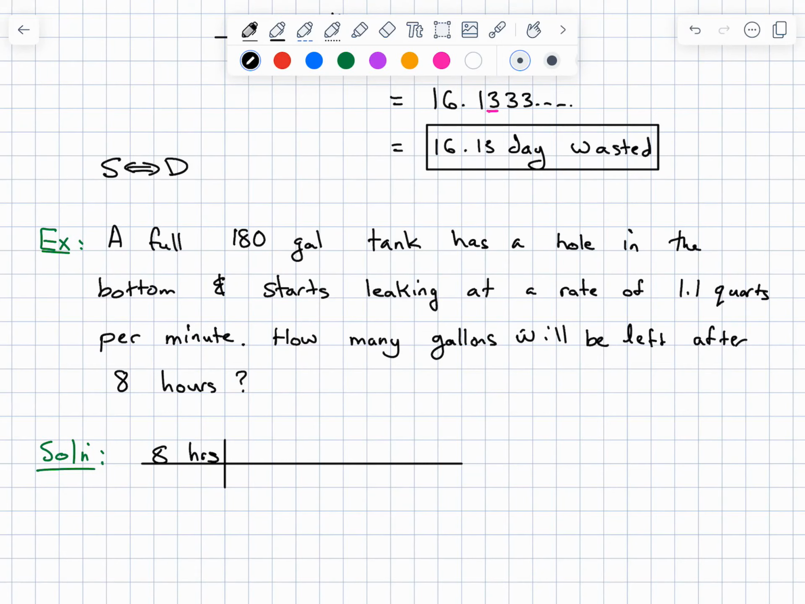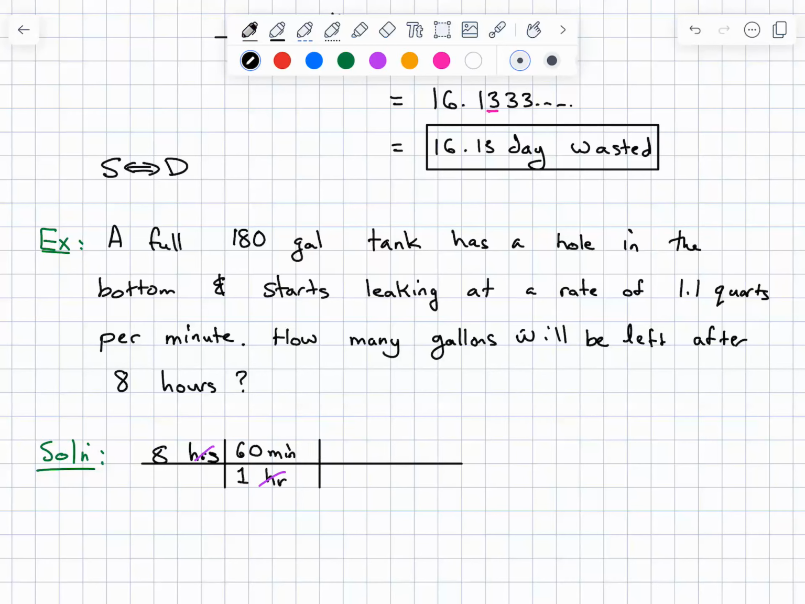So this is 8 hours. The only other rate that I'm given is 1.1 quarts per minute. So hours isn't going to help me here. I need to convert those hours to minutes. Does that make sense? Because it says quarts per minute. If it said quarts per hour, then I might be fine. But as it's quarts per minute, I'm going to convert this. There's 60 minutes in every 1 hour, and now the hours cancel. But that's not what I want. I need to know how many gallons were lost in 8 hours.